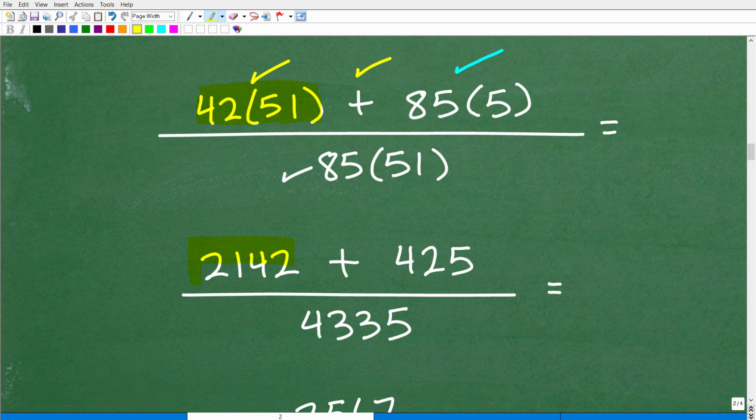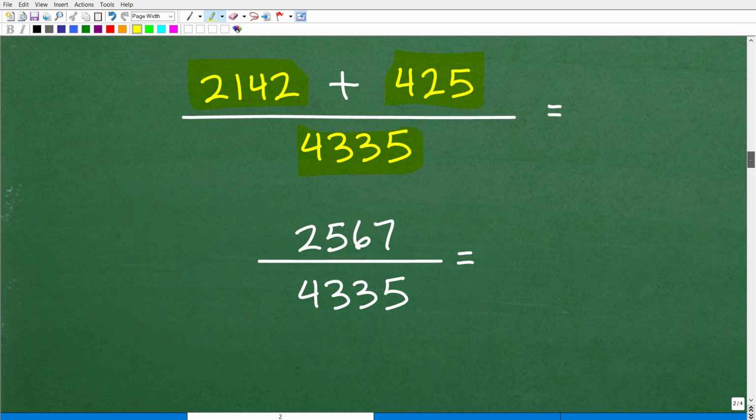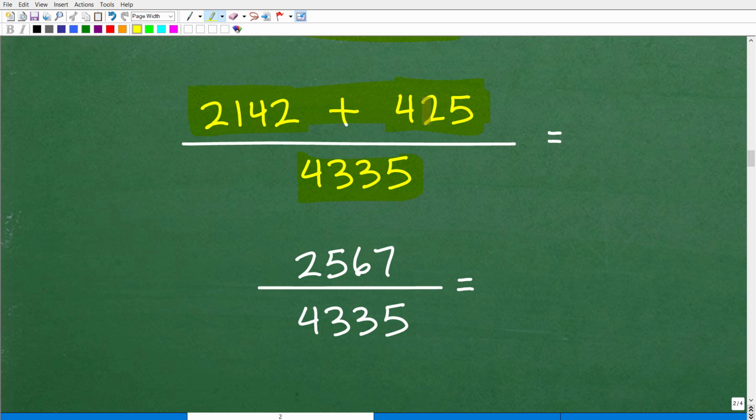42 times 51 is 2,142. 85 times 5 is 425. And 85 times 51 is 4,335. All right, let's go ahead and add those numerators up. So when we add these two numbers, we get 2,567 over 4,335. So this is the correct answer, all right?